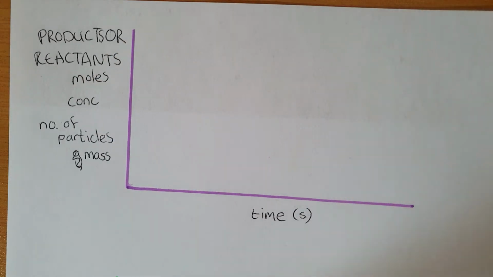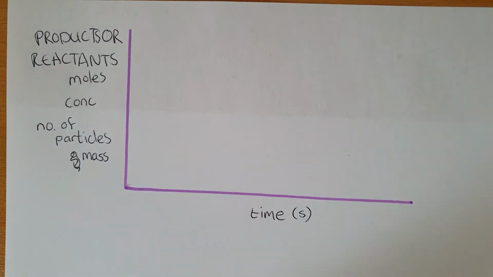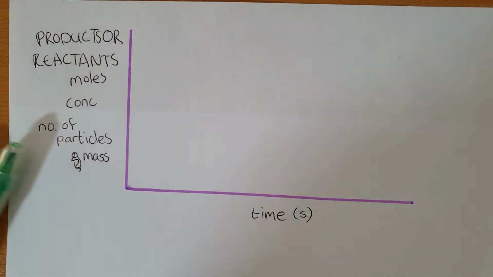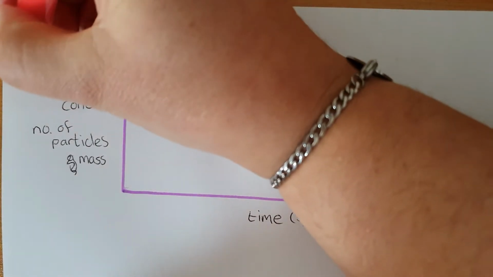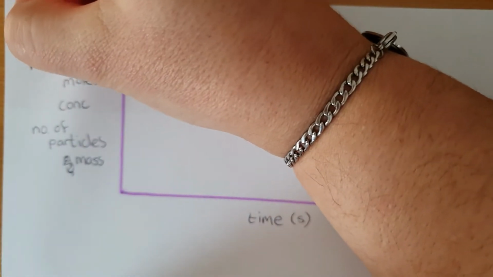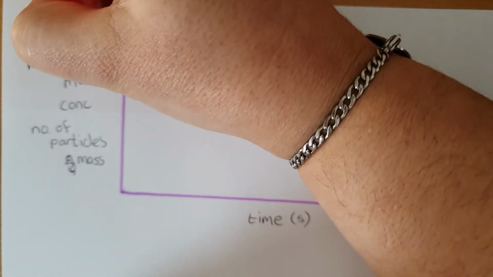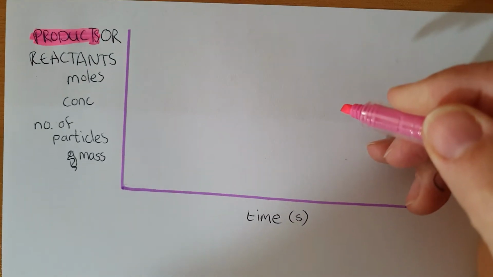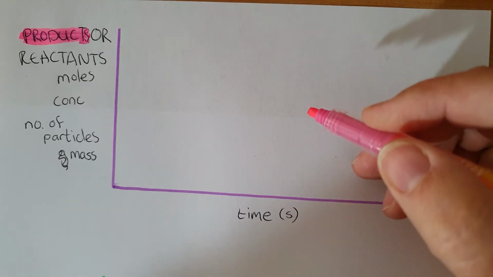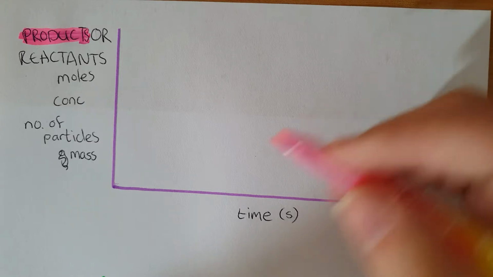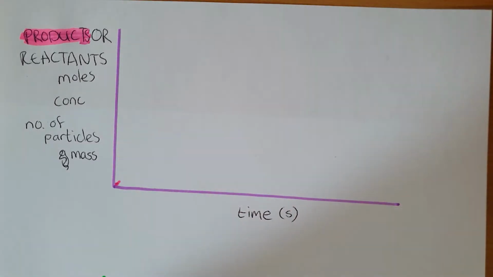Now, I'm going to use highlighters, but please, you never use a highlighter to draw a graph, okay? But I'm going to show you here so that you can see the different colors. So if we are looking at products, I'm going to highlight products. So that would be pink. Now, we're going to look at the change of products over time. That means we're going to start with nothing. So we're going to start at 0, okay?